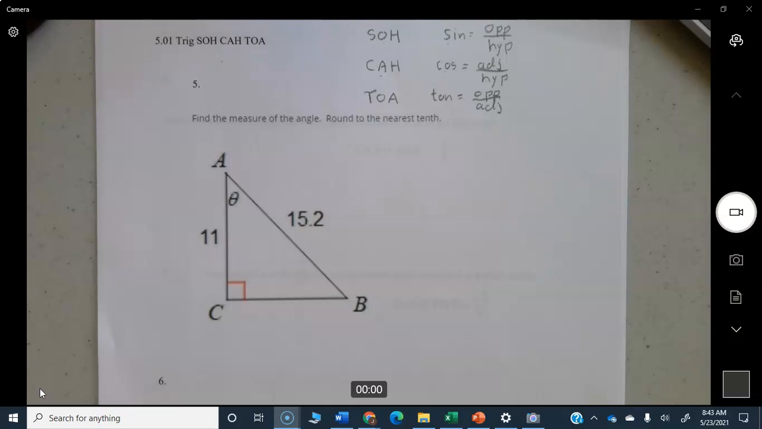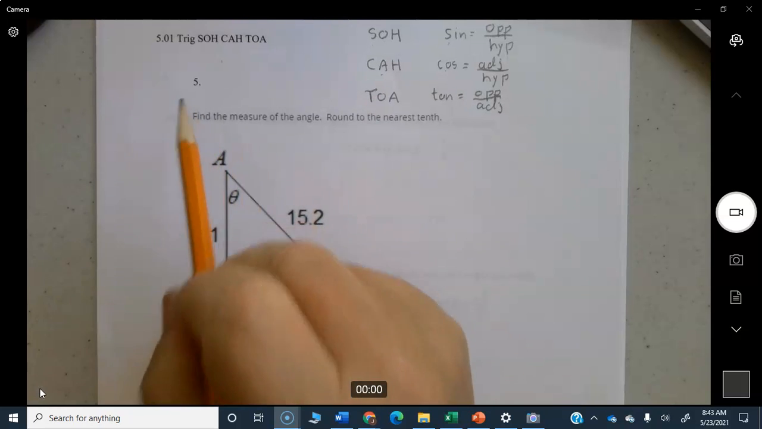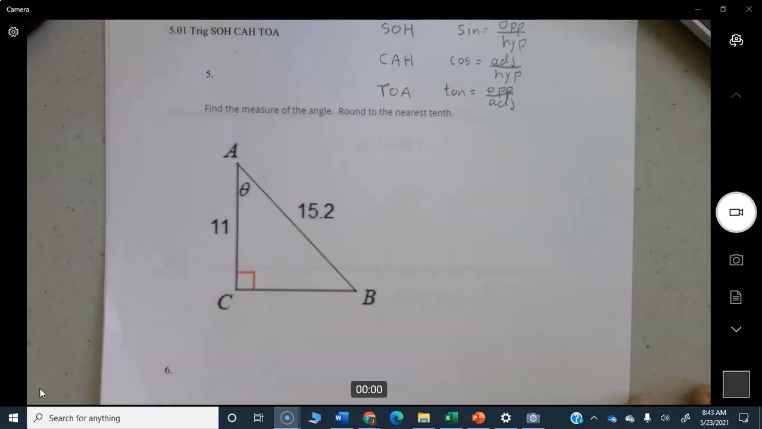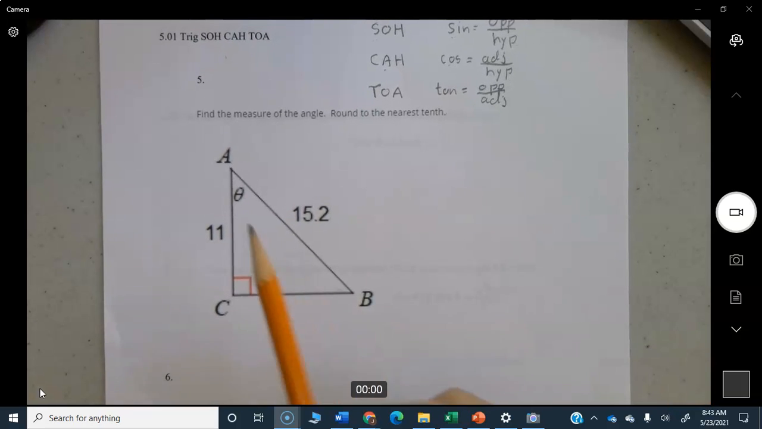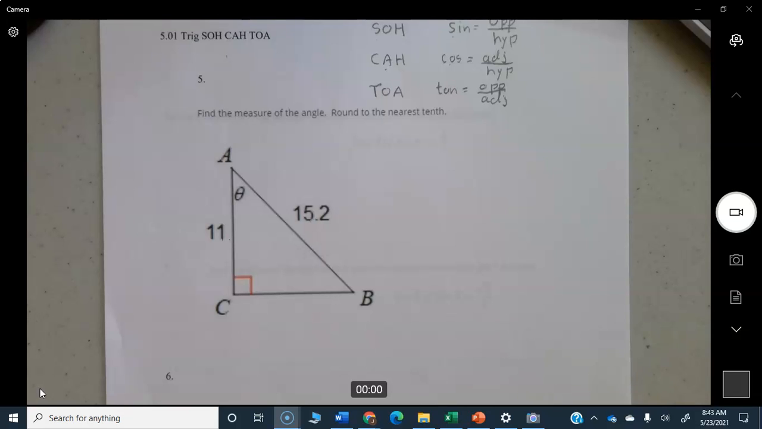Okay? All right. Now, problem 5, we get into a slightly different question. In the previous problems, we were given a side and an angle and asked to figure out the other two sides, or at least one of them. In this case, we're given two sides and we're asked to figure out what the angle is. And that's going to require an inverse process.